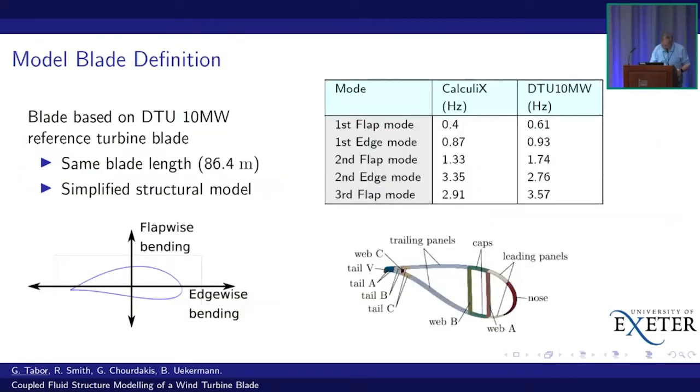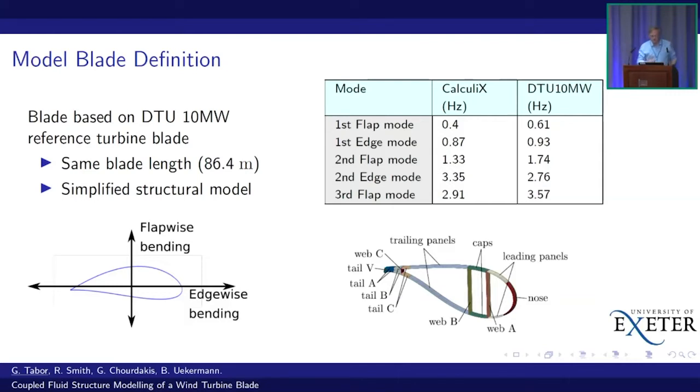I hope so, anyway. So moving on to the actual work Rachel did here on the wind turbine blade, we're using the DTU, it's Danish Technical University, I think, 10 megawatt reference turbine blade, which is a very standard case in wind turbine research here. She used the same basic geometry, so blade length, width, and shape.